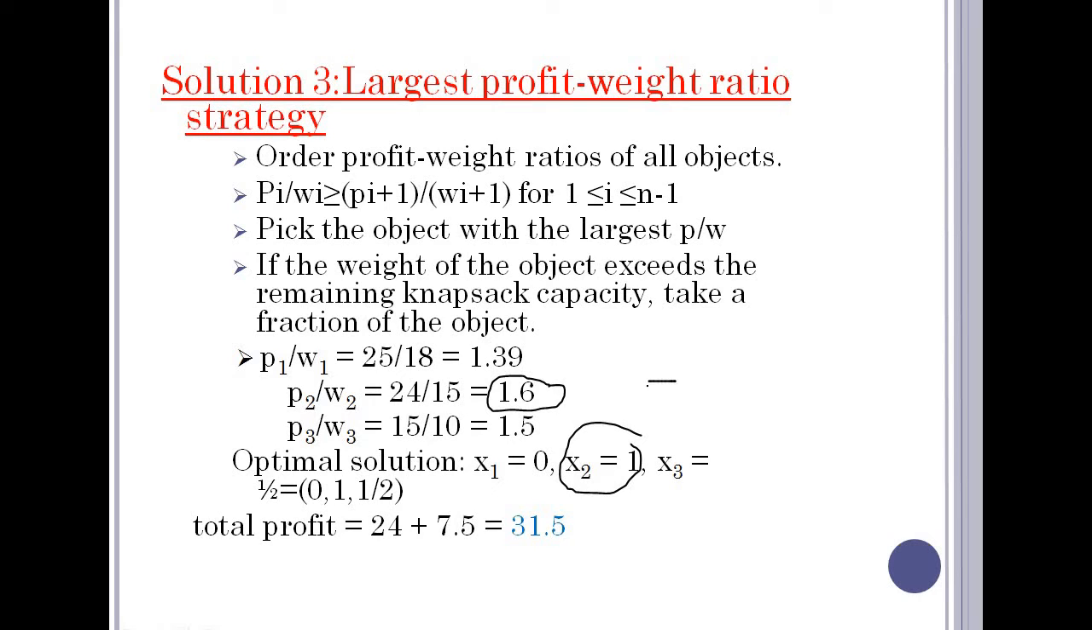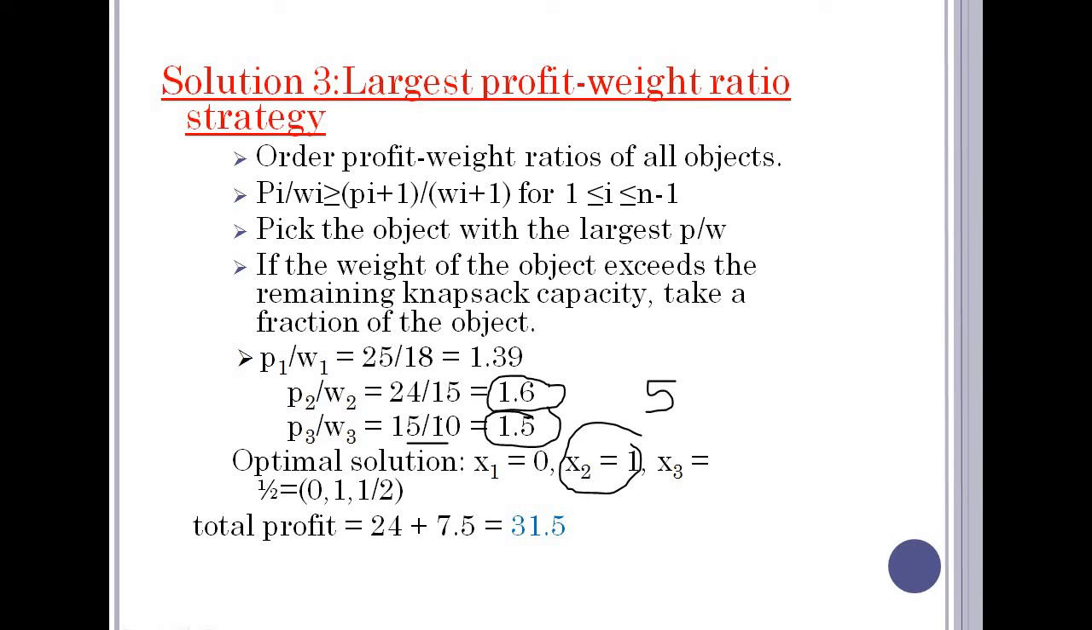After that I am left with 5 kgs to fill the capacity of the knapsack. The next profit to weight ratio is 1.5. So I will take a fraction of the third object to fill the remaining capacity of the knapsack. The 5 is the remaining capacity and the total weight is 10. So it is 5 divided by 10 multiplied by its profit.